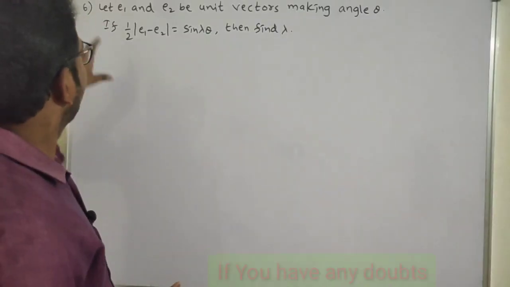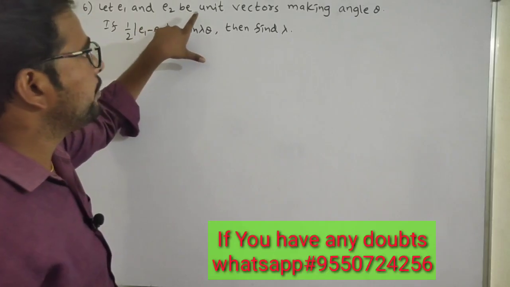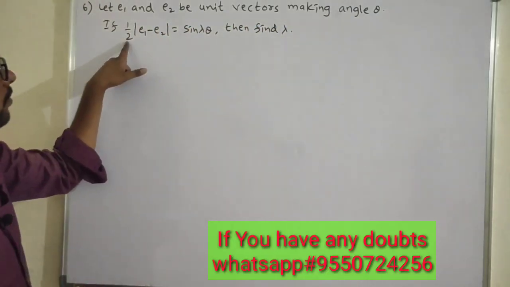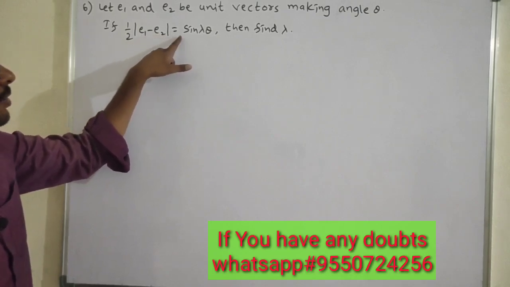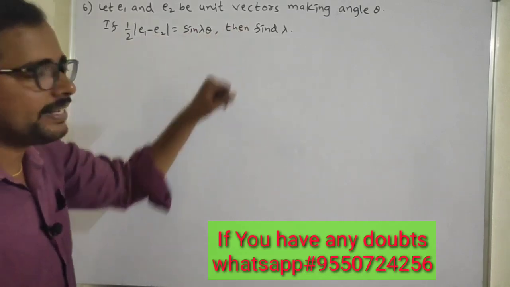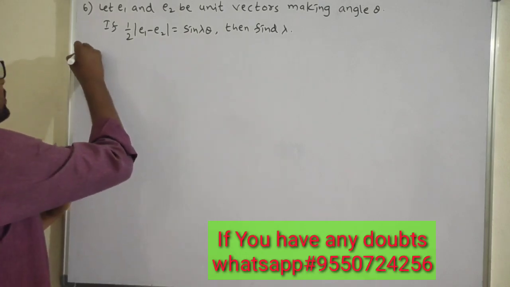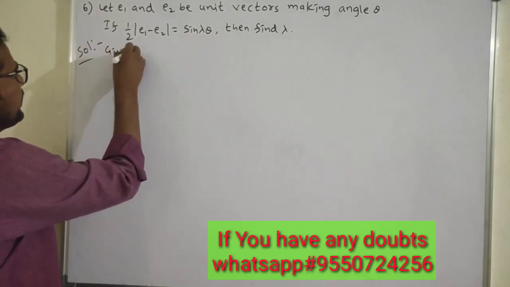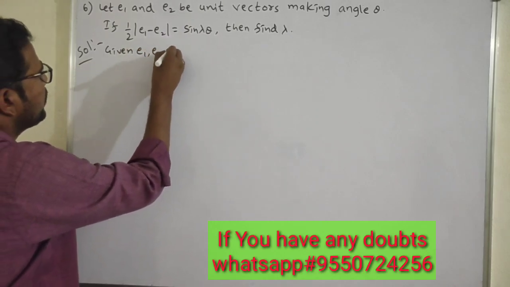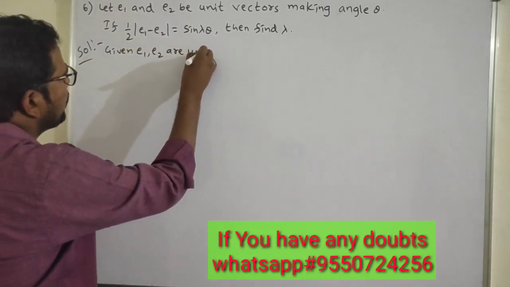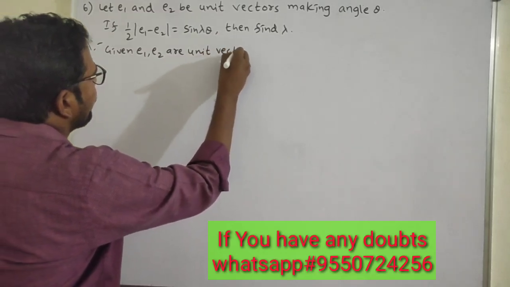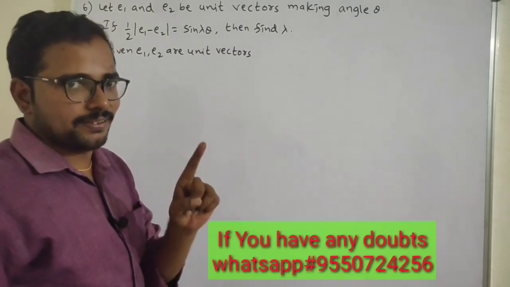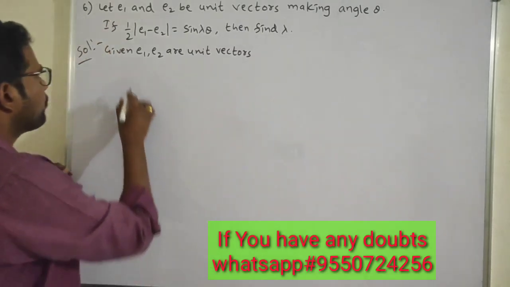Now sixth question. Let E1 and E2 be unit vectors making angle theta. If 1 by 2 modulus E1 minus E2 is equal to sin lambda theta, then find lambda. So what is given? E1, E2 are unit vectors. Unit vectors means magnitude is 1. Magnitude is modulus.